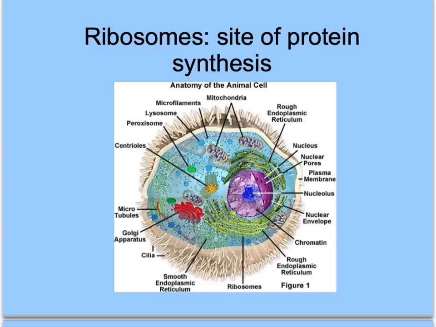Here is just a reminder of all of the different organelles that are in a eukaryotic cell, this being an animal cell. And the big purple blob here, that's the nucleus, and notice there are holes in the outer envelope of it, and those are called the nuclear pores. So the message is going to be copied and then carried out through those little holes to one of these little blue dots. These little blue dots in the cytoplasm, those are the ribosomes.